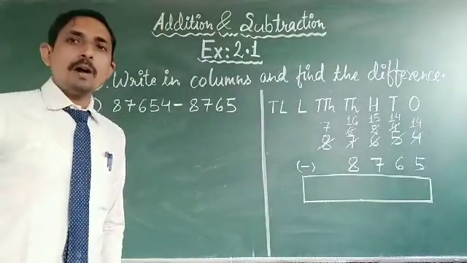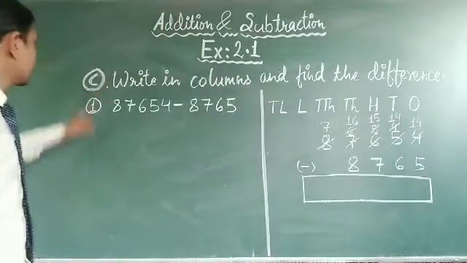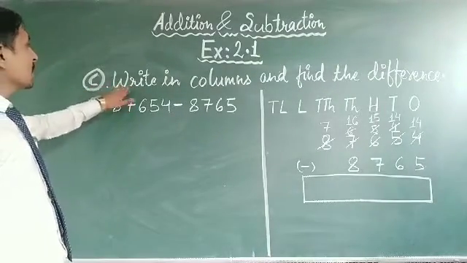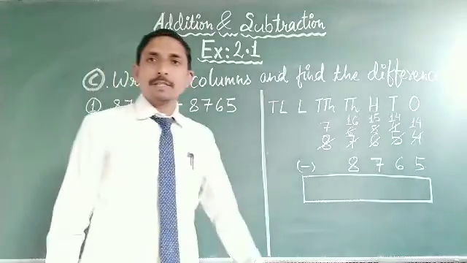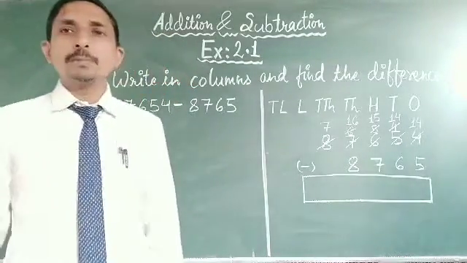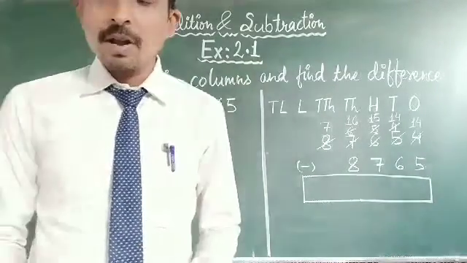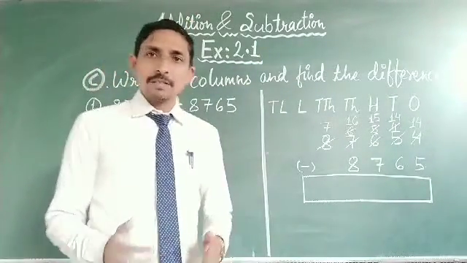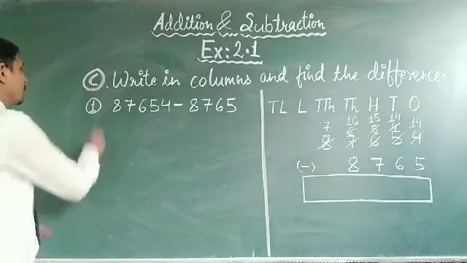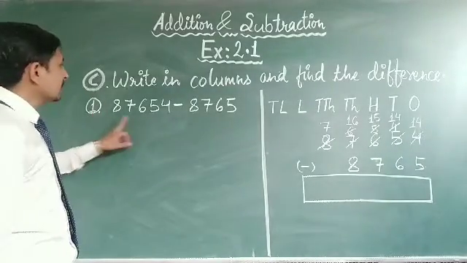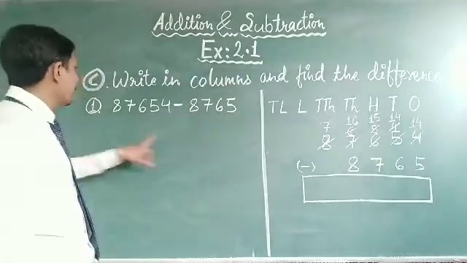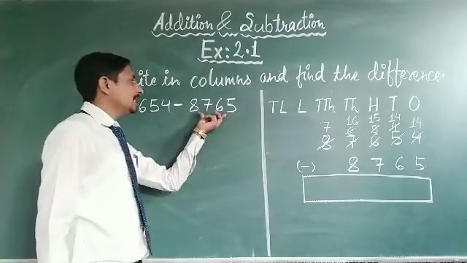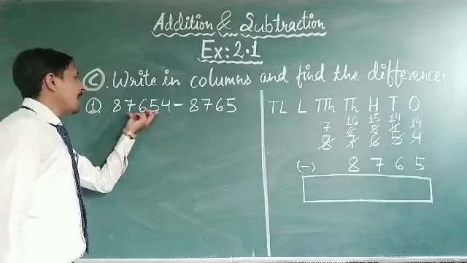Okay students, now we come to question number C. In question number C, you see the question is written here, write in columns and find the difference. First of all, we have to know what is difference. Difference means doing subtraction. When we subtract, that means we are going to find the difference. So here you see question number 1 is written here. Here we have to subtract 8765 from 87654. We have to subtract a 4-digit number from a 5-digit number.